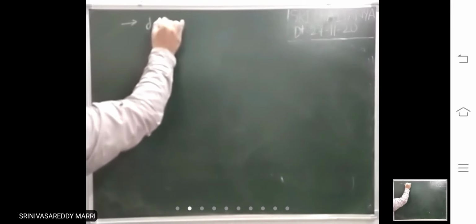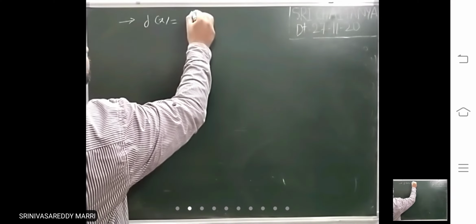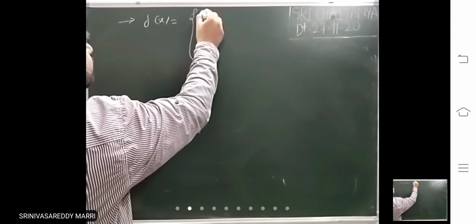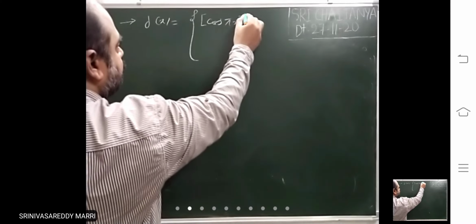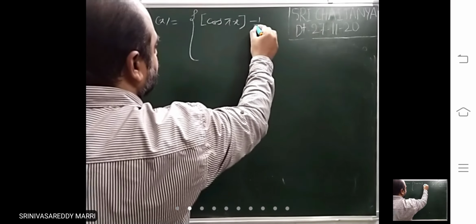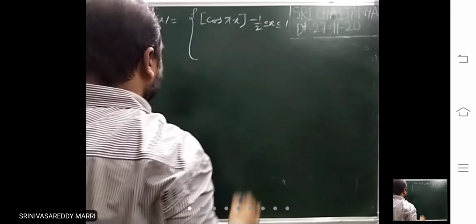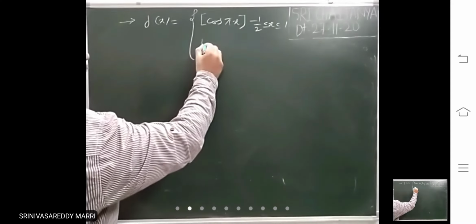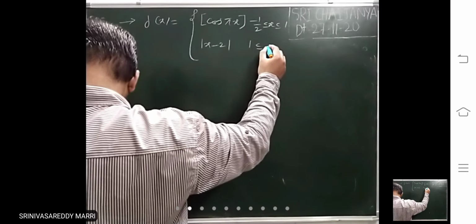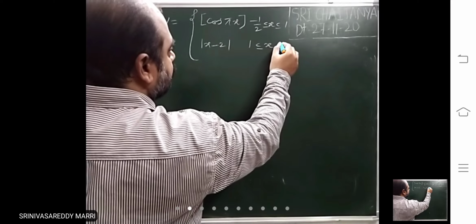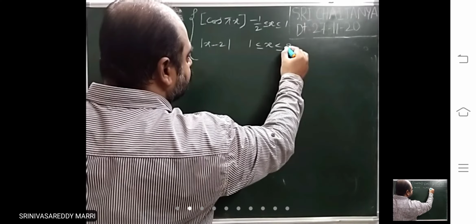Suppose look at next. Another function is defined like this. F of x equals, this is step x less than or equal to 1, and it is defined as modulus of x minus 2 for x from 1 to 2.